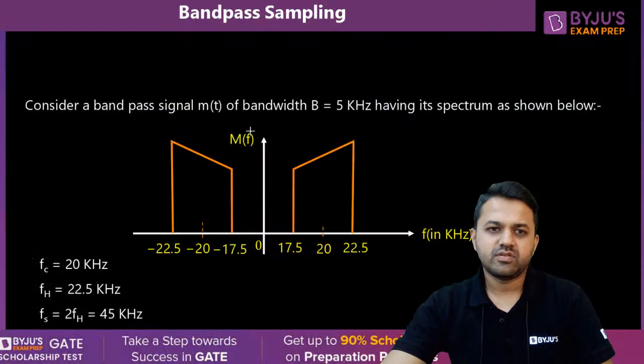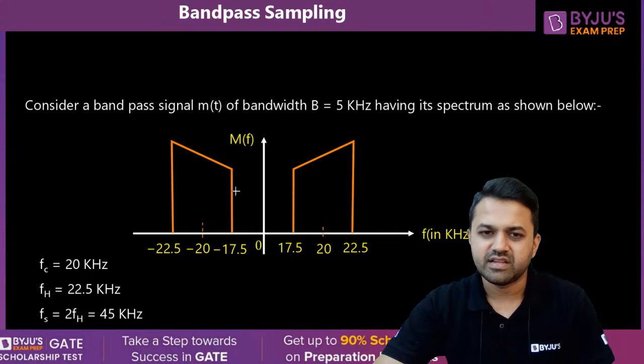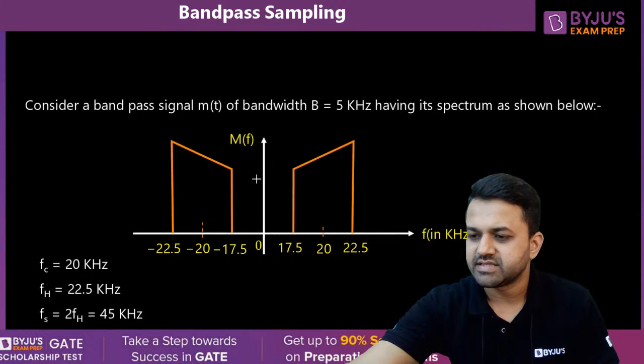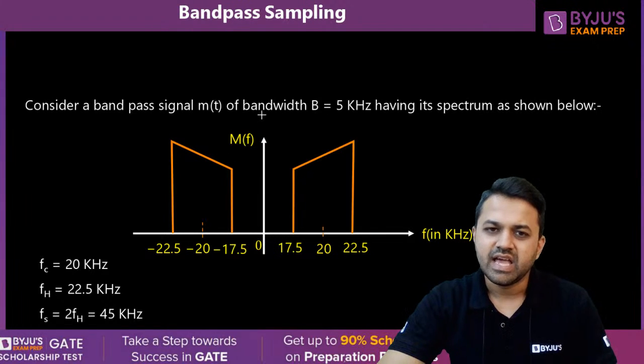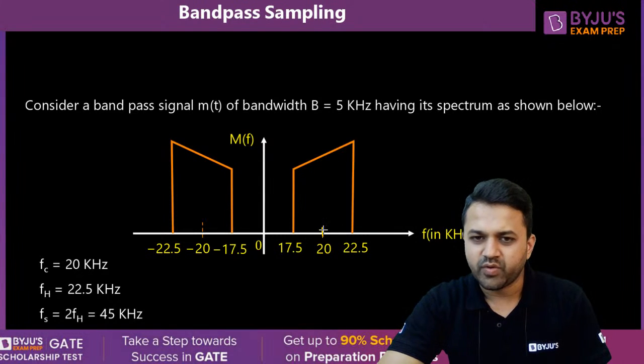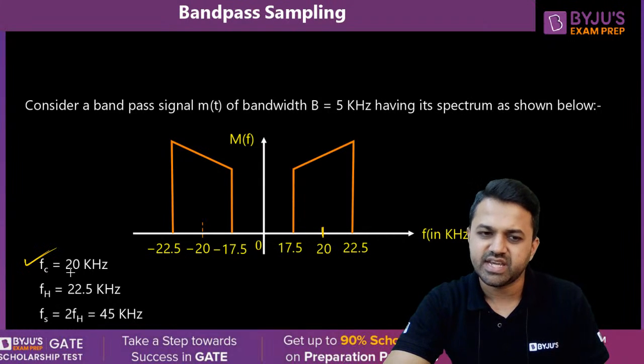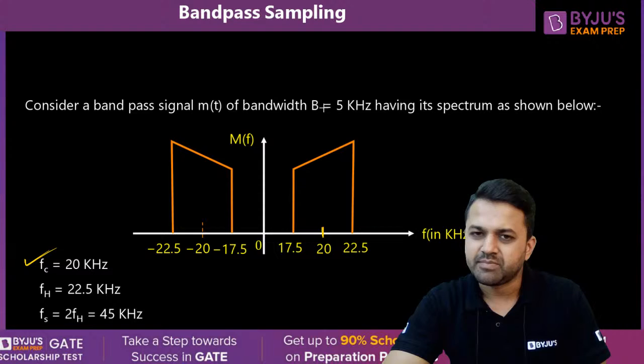Okay, now let's take one example of a bandpass signal. This bandpass signal has a bandwidth of 5 kilohertz, and its spectrum is shown in the figure below. It is centered about 20. That means the carrier frequency, or the center frequency, is 20. The bandwidth is 5, so it will range from 17.5 to 22.5.